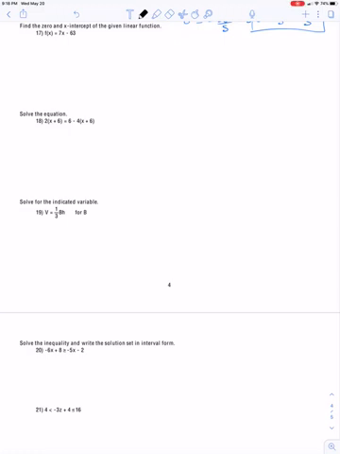Alright, moving on. Let's look at problem number 17. Here we want to find the zero and the x-intercept of the given linear function. So we have a function f of x equal to 7x minus 63, a linear function. We've got our x term, 7x.